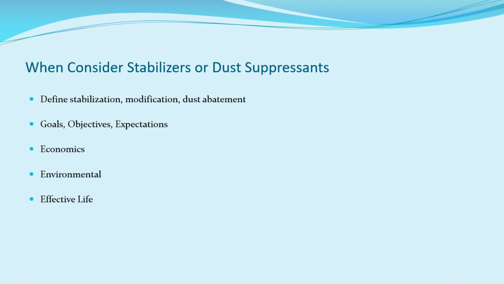Now, if you're seeing an increase of traffic on that roadway, and so you're seeing an increase of dust being caused on that roadway, you want to try to mitigate some of that, but you also need to have an expectation. What is your goal for that roadway?